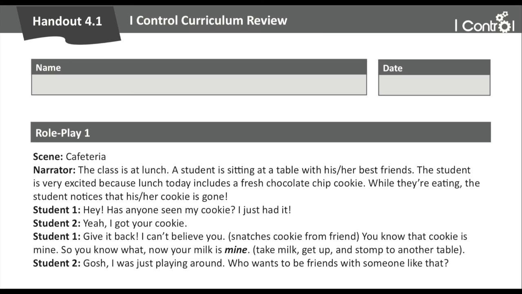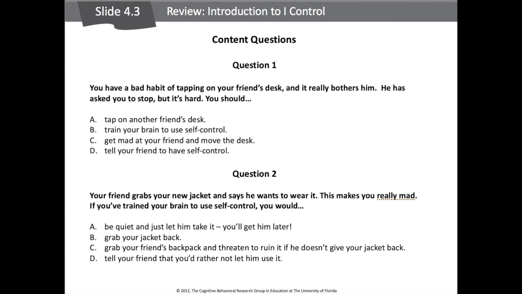Let's see what reactions might show the use of self-control in certain situations. Please pause the video to answer the content questions for Unit 1, Lesson 4. When you are done, press play.